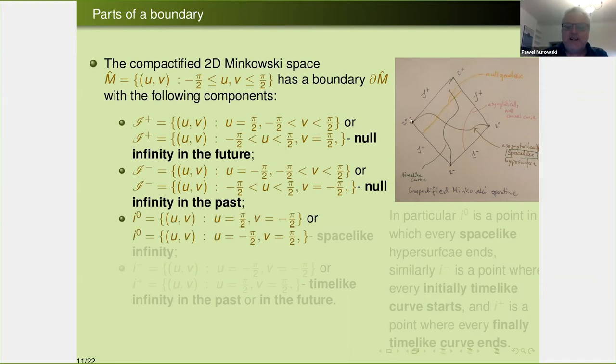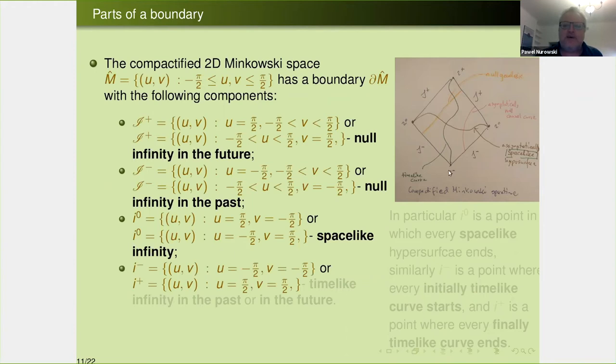And there is a point which is called I zero here. Actually, there are two of these points, and these I zeros represent spatial infinity. So the spatial infinity ends either in this point or in this point. It is like x going to infinity. Whatever asymptotically spacelike hypersurface you take, it ends at this point I zero, and it's called spacelike infinity. Moreover, there are two other points, I plus and I minus.